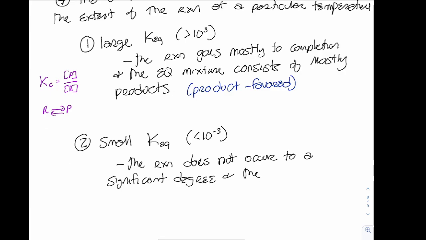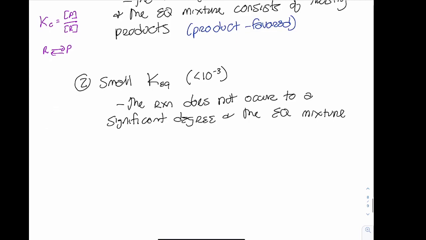And the equilibrium mixture contains mostly reactants. And we're not saying all reactants, right? We're saying mostly reactants. I do have some products, right? We form some products, but it lies more towards reactants.